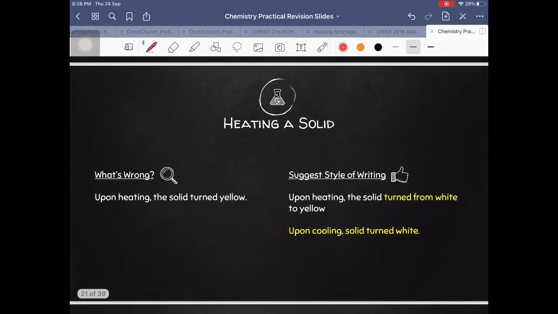The second statement: upon heating, the solid turns yellow. A better style of writing would be: the original color of the solid is white, so you can also state it down in your answer. Upon heating, the solid turned from white to yellow, and upon cooling, the solid turned back to white.